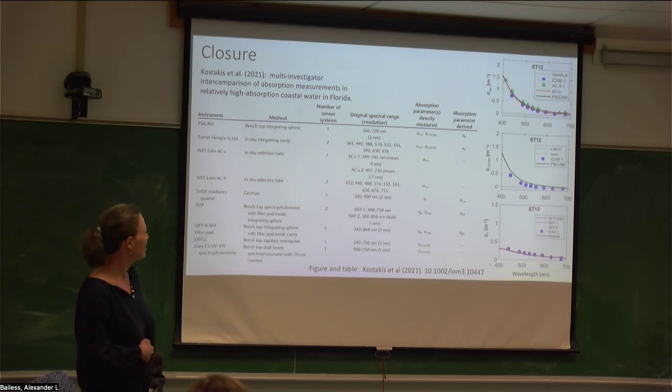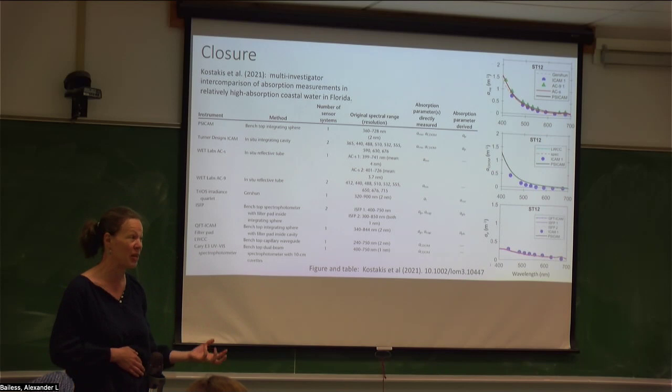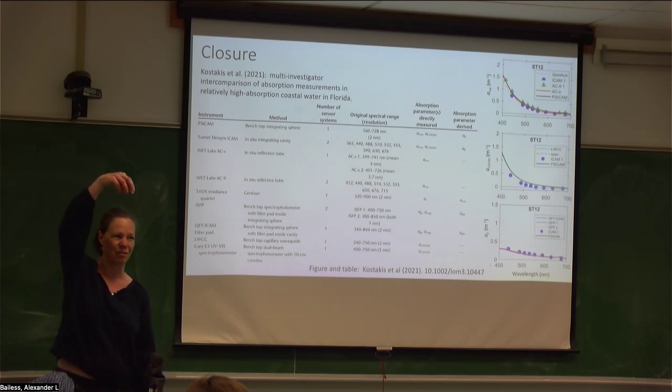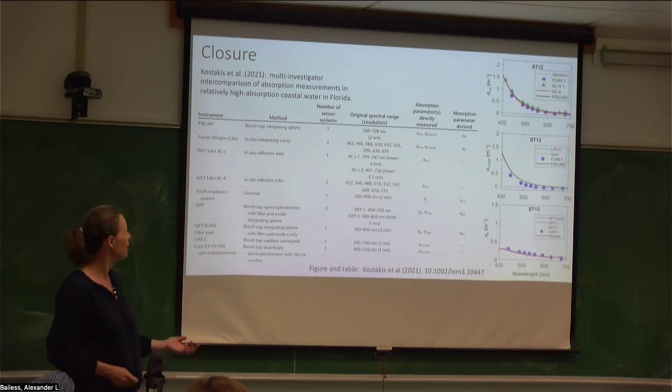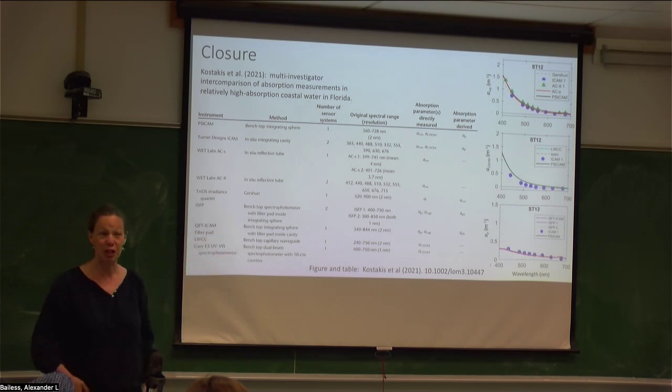But anyway, this is a paper that's worth reading if you want to think about all of the caveats and all of the differences and all of the assumptions that go into all these different measurements. They had AC meters, they had integrating spheres, they had filter pad benchtop measurements, and they were using radiance and irradiance, up and down measurements, and determining the absorption coefficient inverted from that, so completely independent. They compared all of those and actually got pretty good results.